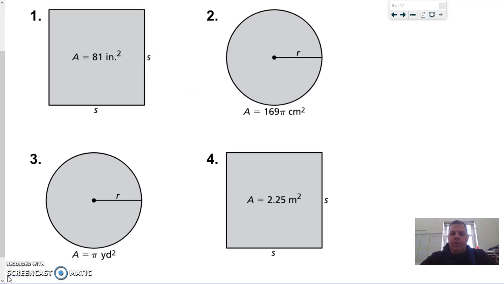These problems are a review from yesterday, and we know that the area of a square is length times width, or base times height. S times S is S squared. So S squared has to equal 81. So we take the square root of S squared. S times S is S squared. So S equals 9 times 9. Each side is 9.